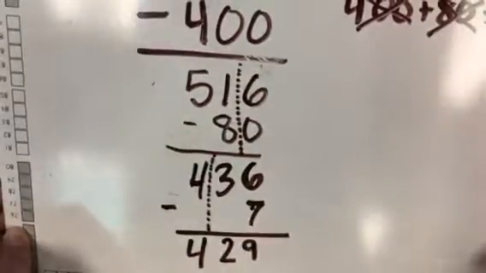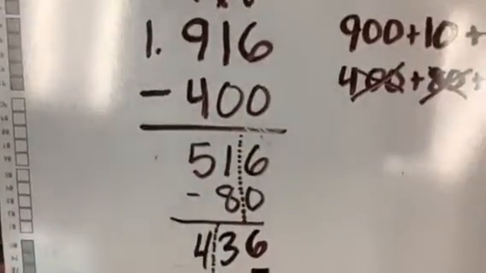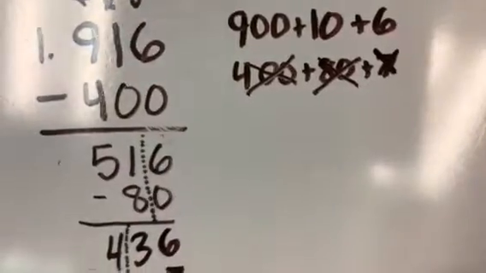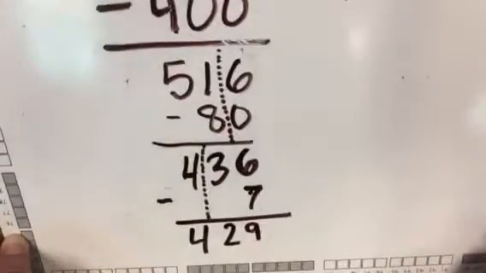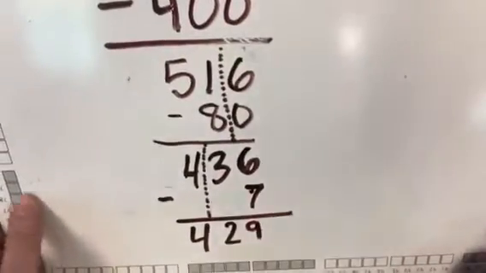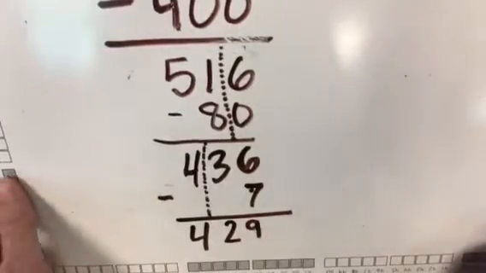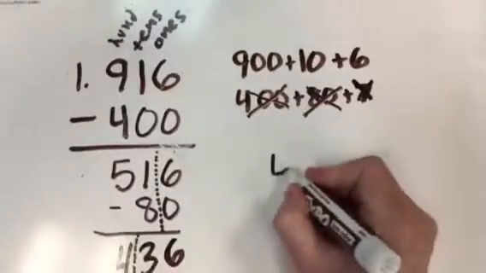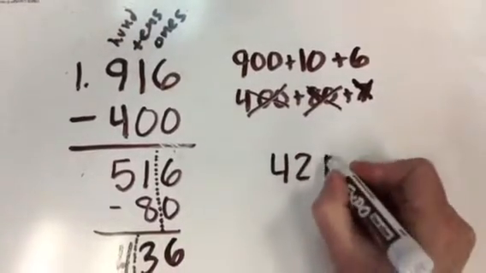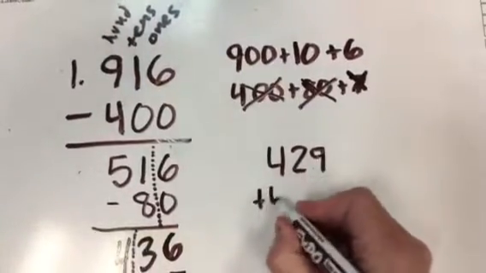Now, when I have fully subtracted 916 minus 487, my answer is 429. If you're not certain or you're not comfortable assuming that your answer is right, you can check it using addition.